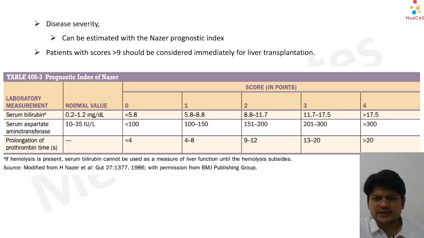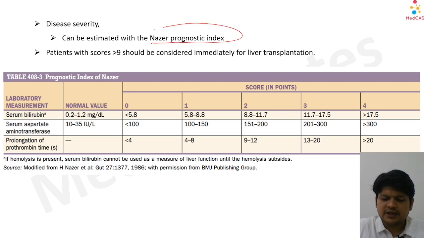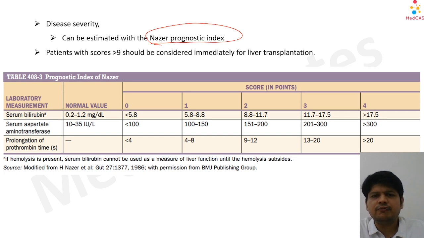Now there is a very important MCQ which keeps coming: the Nazar prognostic index, or the revised Nazar prognostic index. What are the components of that, and what is the cutoff value? Disease severity can be estimated with this Nazar prognostic index, and if the score is more than 9, the patient should be considered immediately for liver transplantation. Now how do we score it?